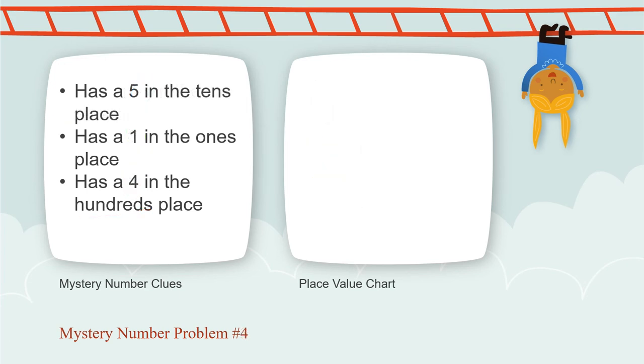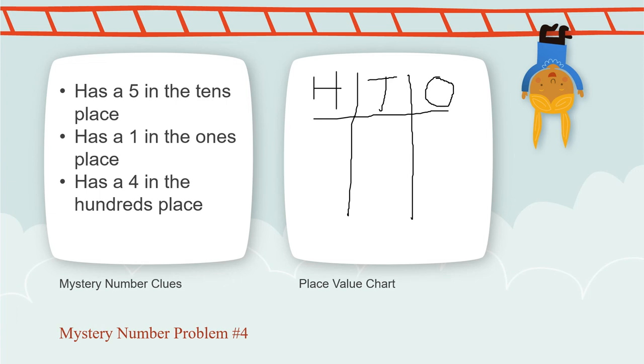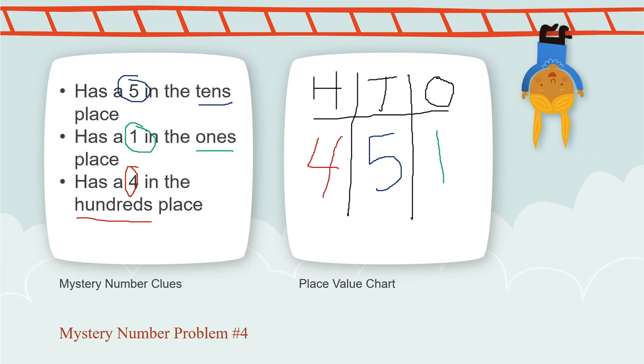Let's do one more problem together. First, we're going to draw our chart. 3 columns. A column for hundreds, a column for tens, and a column for ones. Our first clue says we have a 5 in the tens place. So I'm going to draw a number 5 in my tens place. Our next clue says we have a 1 in our ones place. So I'm going to draw a 1 in our ones place. And our final clue says we have a 4 in our hundreds place. So let's draw a 4 in our hundreds place.